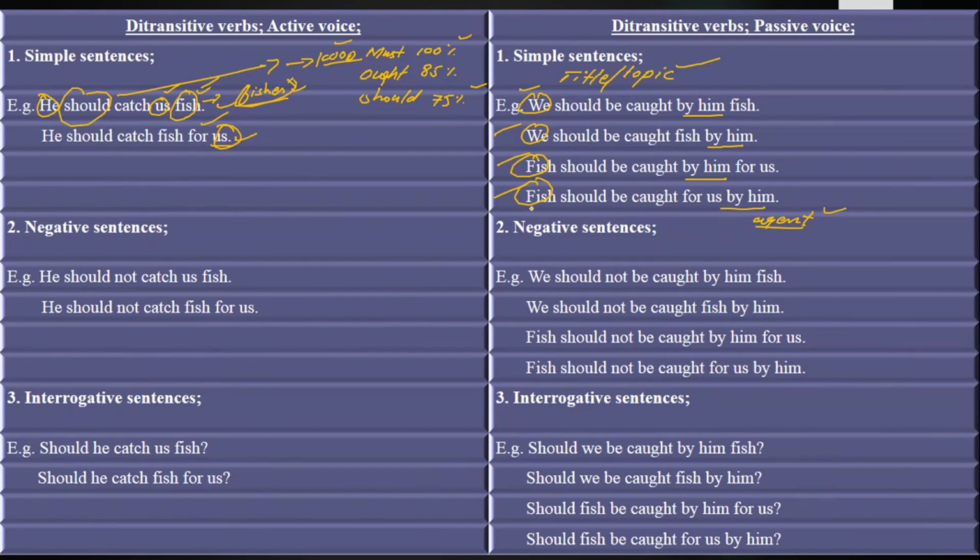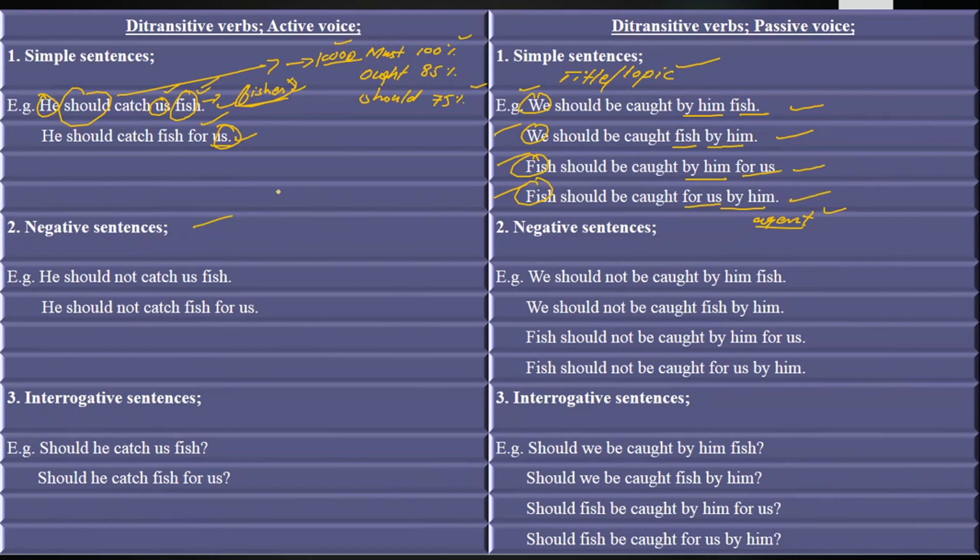And when you bring them at the beginning, so "we" comes at the beginning, "by him" at the end; "fish" at the beginning, "by him" at the end. And when you bring "fish" at the place of subject, so "by him" comes at the beginning, "for us" at the end, "for us" at the beginning, "by him" at the end. Sentences will be changed in this way: We should be caught by him a fish, we should be caught a fish by him, fish should be caught by him for us, and fish should be caught for us by him.